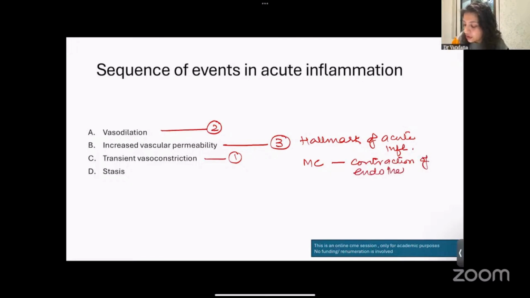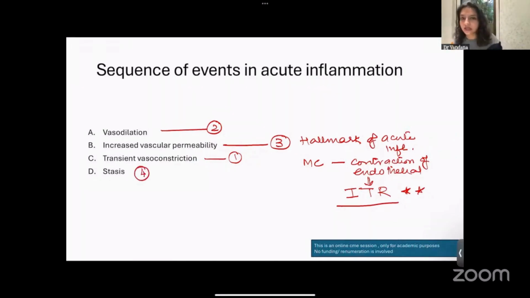Because it is contraction, this mechanism is immediate to start and it is very short lived. So this is called the immediate transient response. So this should be very clear. Now once the permeability is increased and the fluid goes out, the speed of the blood slows down. So this is followed by stasis.